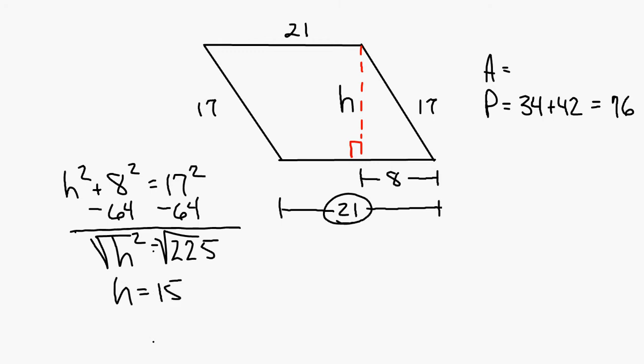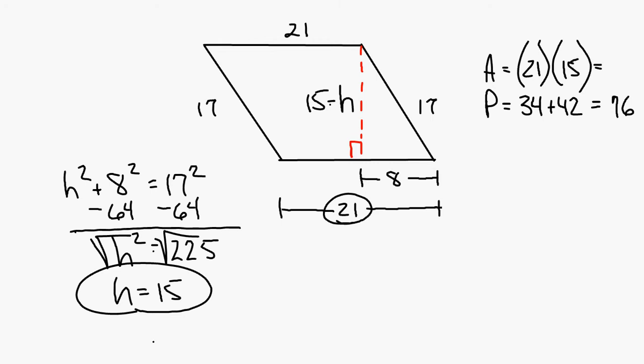So the height of this parallelogram is equal to 15. So your area is going to be equal to your base, 21, times your height, which is 15. That's 315. Everybody all right with that? No.